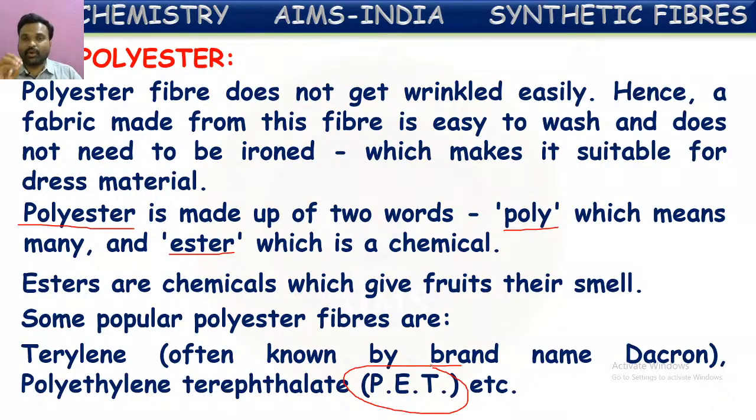Polyethylene terephthalate is one of the polyesters used for making bottles and utensils used for preservation of food and soft drinks. So these are different types of polyesters.